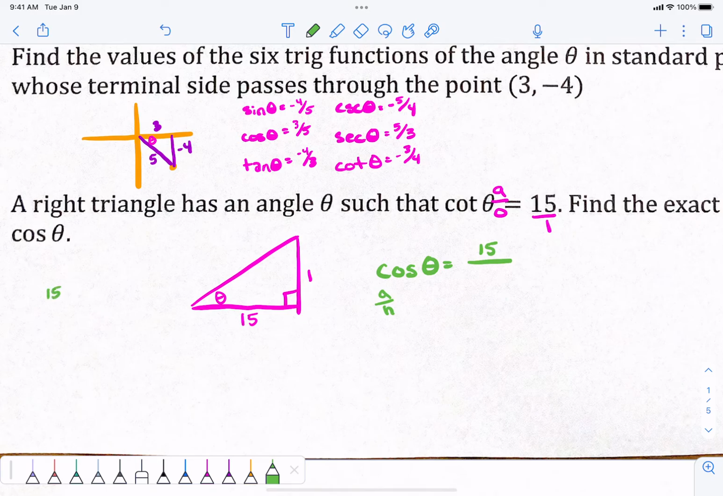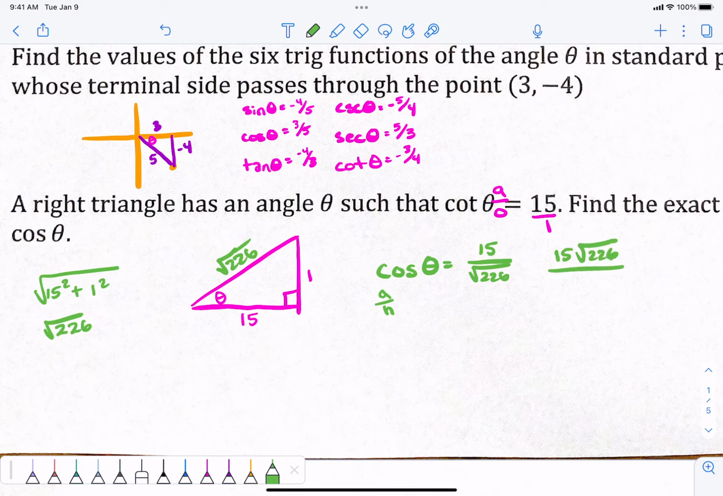15 squared plus 1 squared is 226, and the square root of that is 15.03, but I'm going to leave it as the square root of 226 because it doesn't come out nicely. So just leave it as the square root of 226. Do we need to rationalize? That would be 15 square roots of 226 all over 226. And 226 does not divide by 15, so that's it.